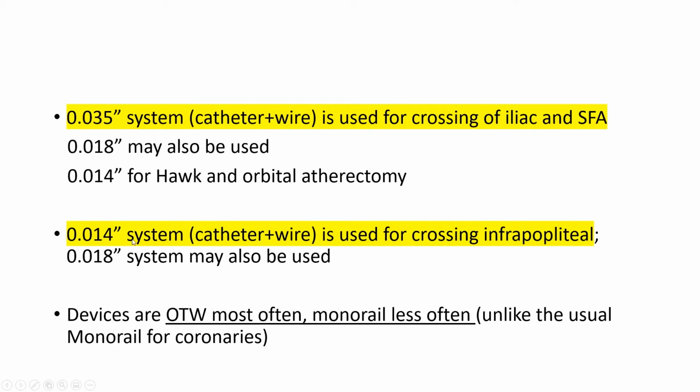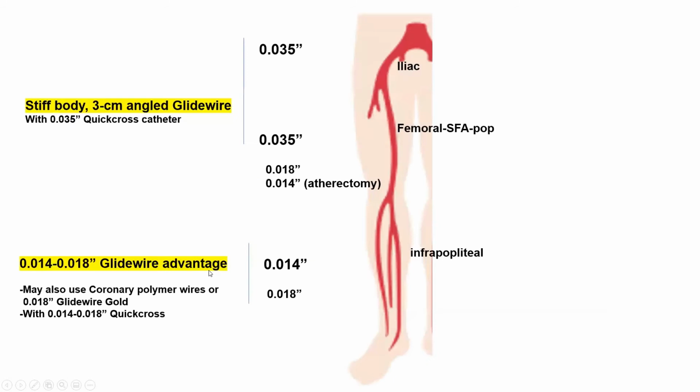For infrapopliteal, however, we typically use 014-inch system, catheter and wire, but we can sometimes use 018-inch in difficult cases to get more crossing and pushability. Devices in the periphery, unlike the coronary, are over the wire most often, but we do have monorail systems as well. This is an illustration: 035 for iliac and femoral most often, 014 for infrapopliteal.